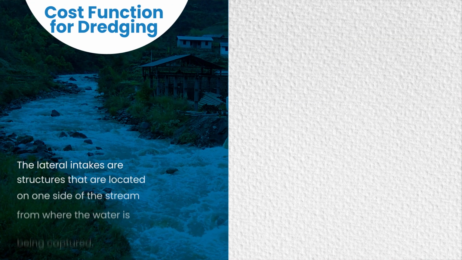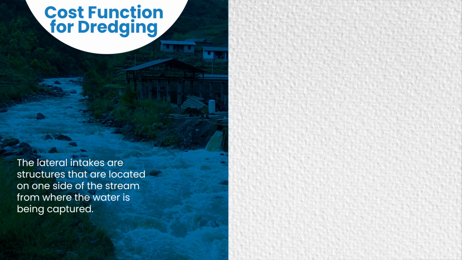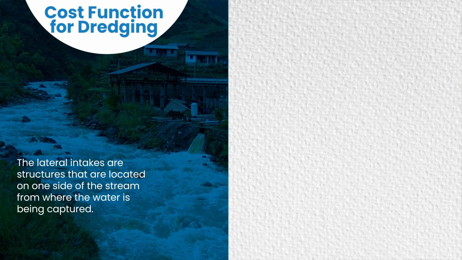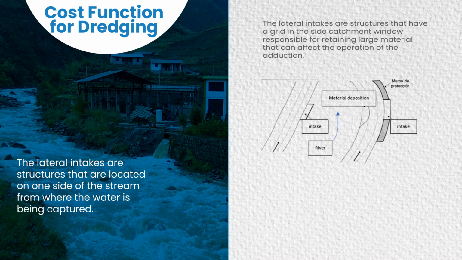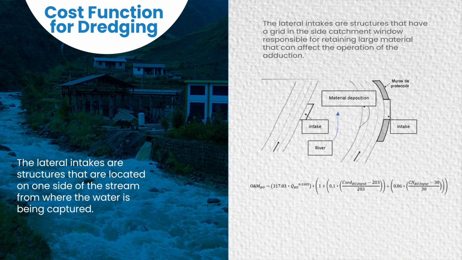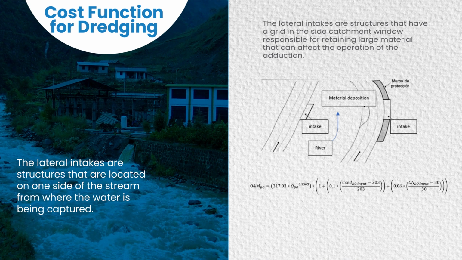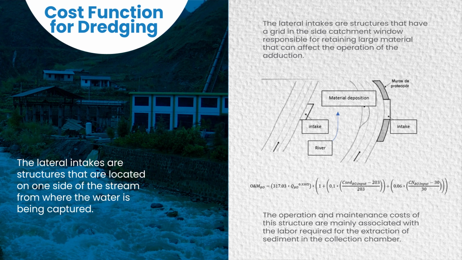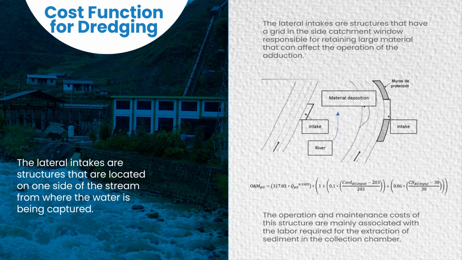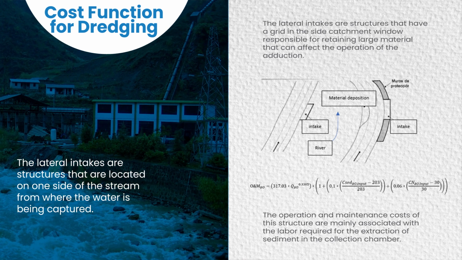The lateral intakes are structures that are located on one side of the stream from where the water is being captured. The lateral intakes are structures that have a grid in the side catchment window responsible for retaining large material that can affect the operation of the adduction. The operation and maintenance costs of this structure are mainly associated with the labor required for the extraction of sediment in the collection chamber.